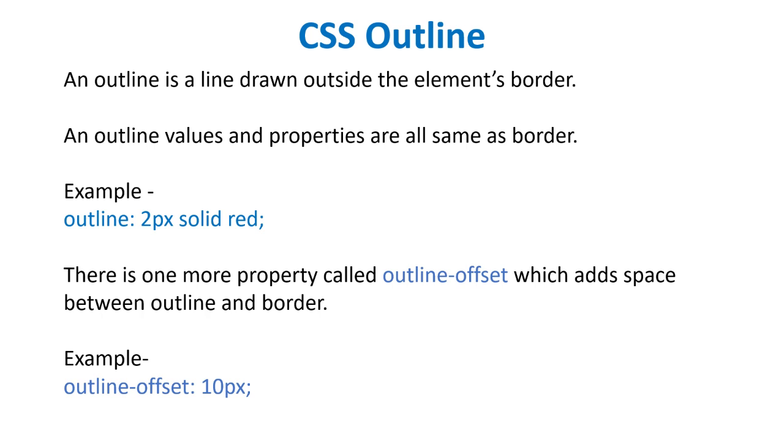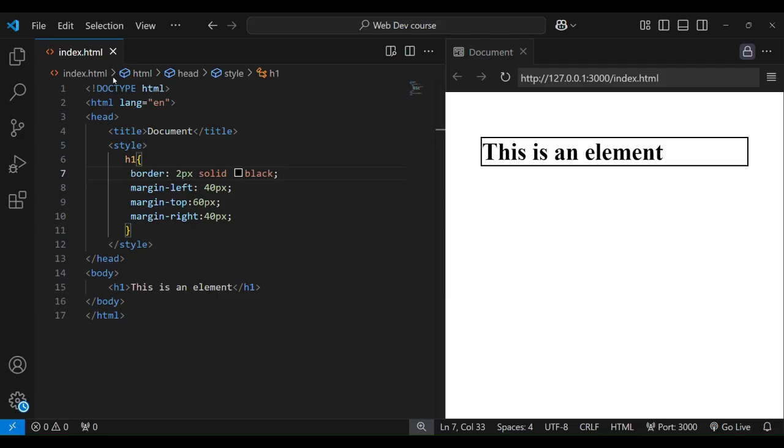There is one more property called outline offset which adds space between outline and border. Example: outline offset, 10px. Let's see a quick demonstration of how it works.